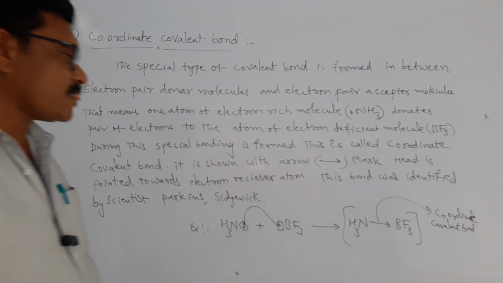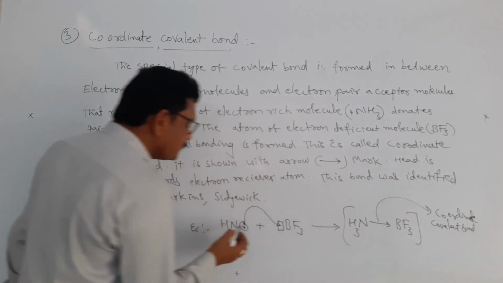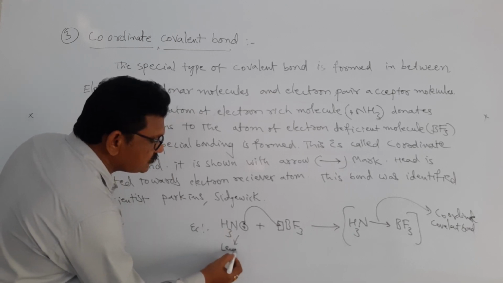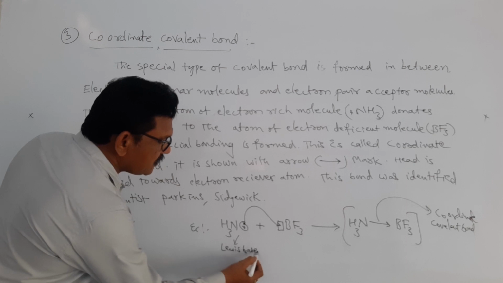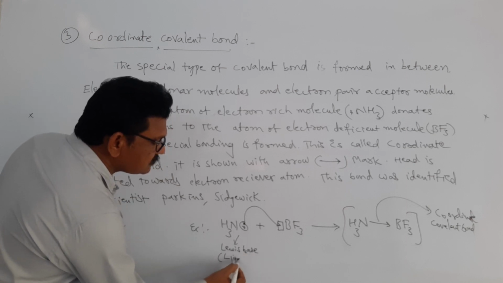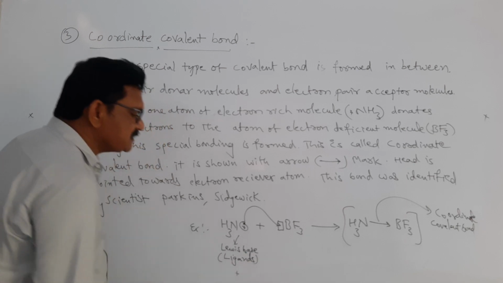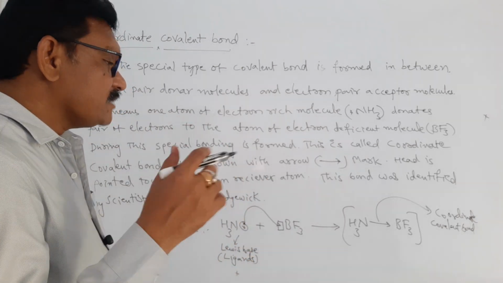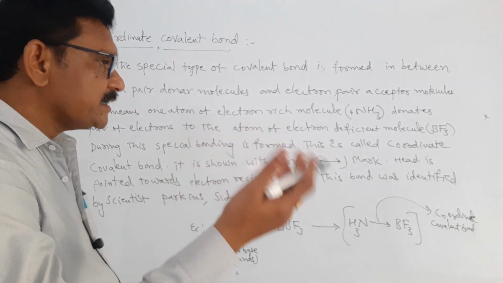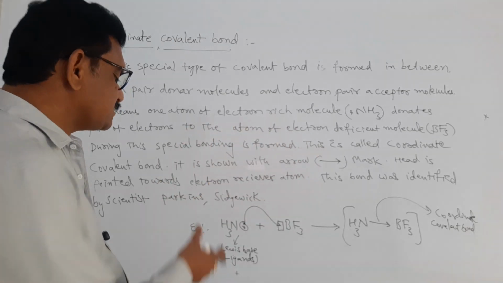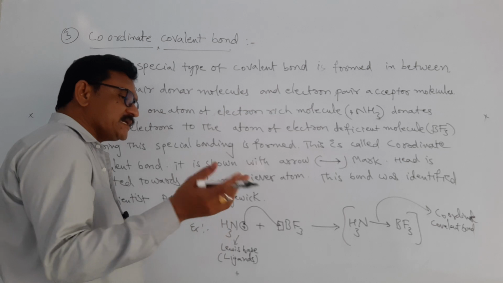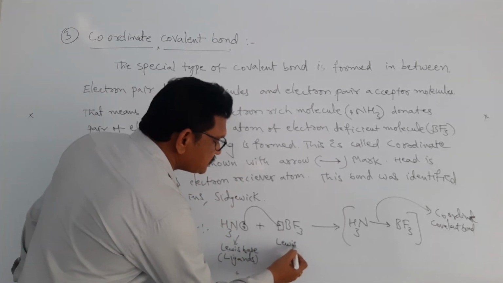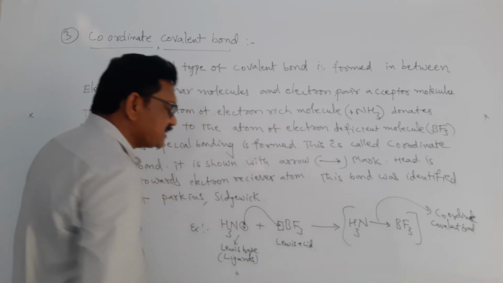So, as per Lewis concept, the electron pair donor molecule acts as a Lewis base, and all Lewis bases are also called ligands. Ligands means molecules or ions having the capability to donate an electron pair to other molecules. Nothing but ligands. So Lewis bases and ligands both are the same. This is an acceptor, so this is called what? Lewis acid.